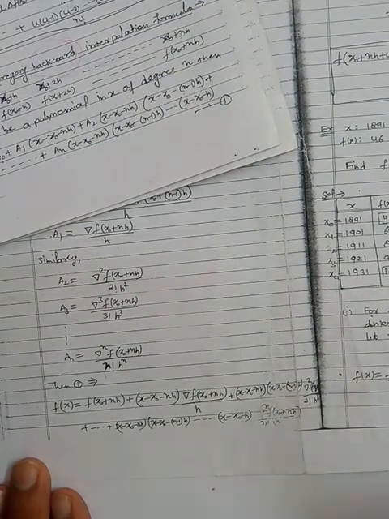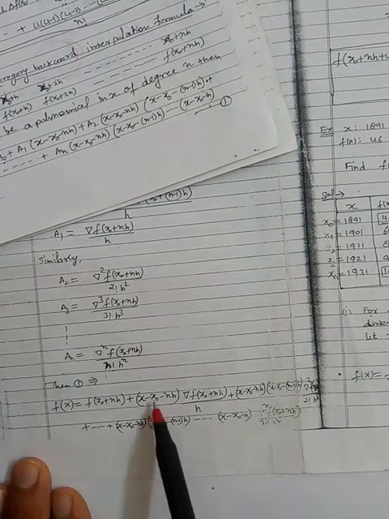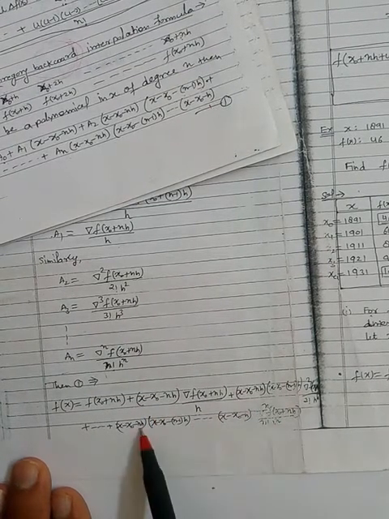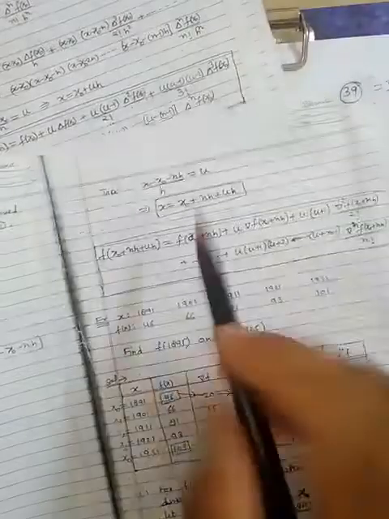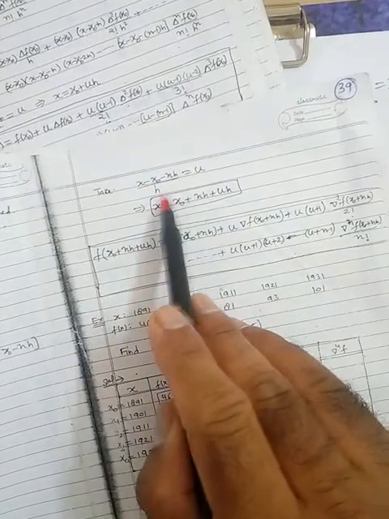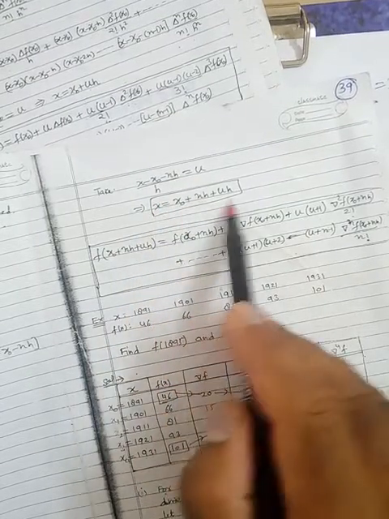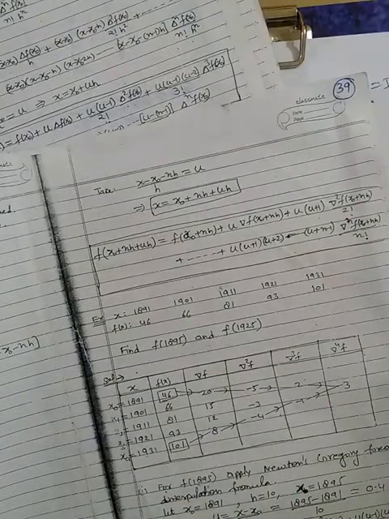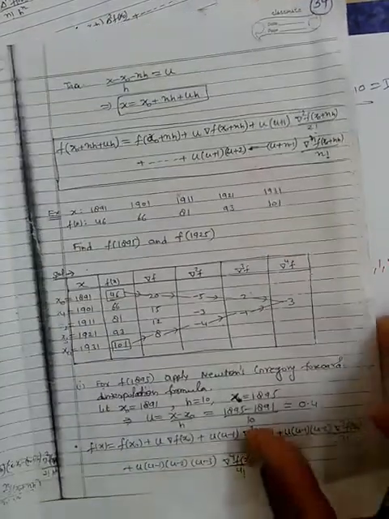Again we will utilize the transformation, because in each term we are getting this (x minus x naught minus nh) by h. This factor is available in each. So that's why we will assume that (x minus x naught minus nh) by h is u. From here x is equal to this value, substitute this value, so finally we will get this formula. Fine.